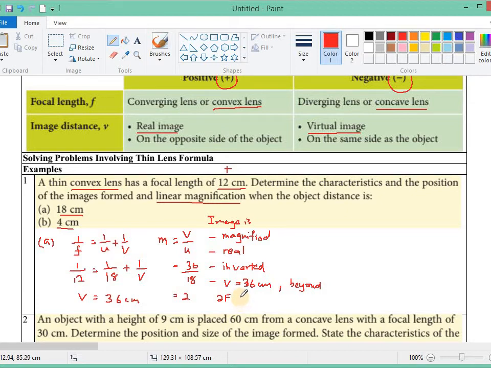Okay, and is the image on the same side as the object or on the opposite side? How do we know? You see that this is real. So if it's real, that means it's on the opposite side of the object.